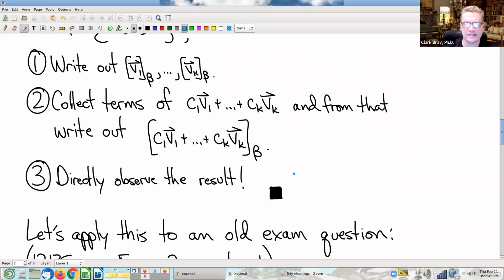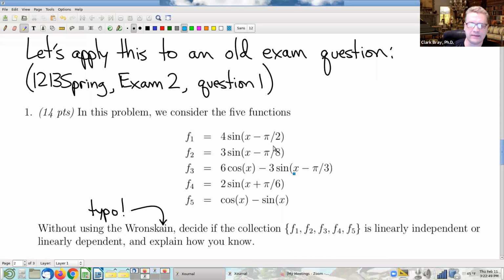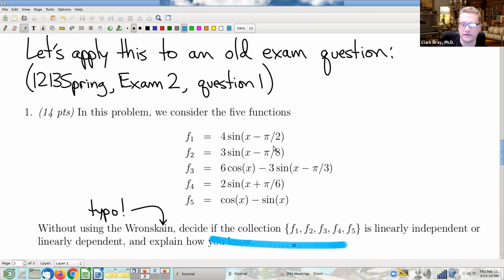Okay. All right. So how is this useful? Why does this help us? So let's think about this old exam question. This is from the academic year 2012-2013 spring semester exam 2, question 1. And in this question, we've got a list of 5 functions here, and they're kind of ghastly, right? And the question is, we want to know if this collection is linearly independent. Okay, and explain how you know.